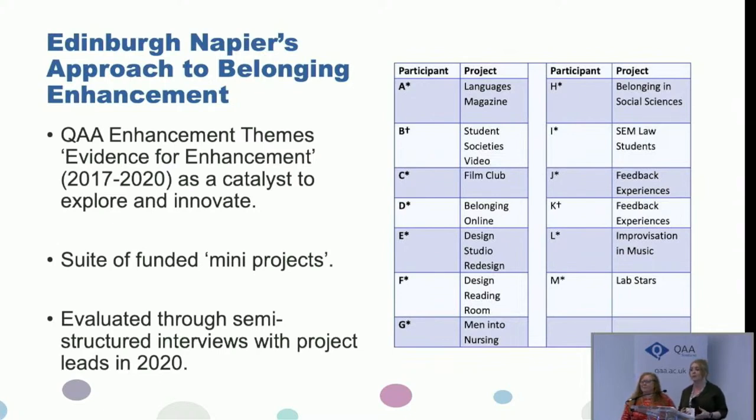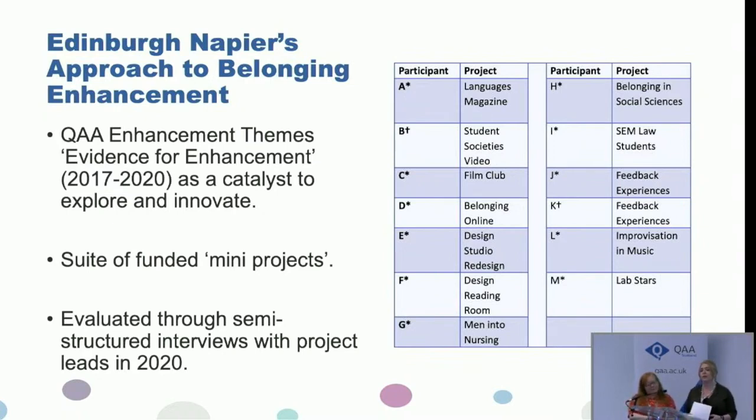Evidence for Enhancement theme. And we were really looking at Edinburgh Napier, as Jackie said, at our NSS results and where some of the gaps were. And we were seeing that lower score around question 21 and thinking, well, what can we do about that? And the approach at Edinburgh Napier was to essentially use that enhancement theme as a catalyst to support new innovation and strengthen ongoing innovation in the area of student belonging.